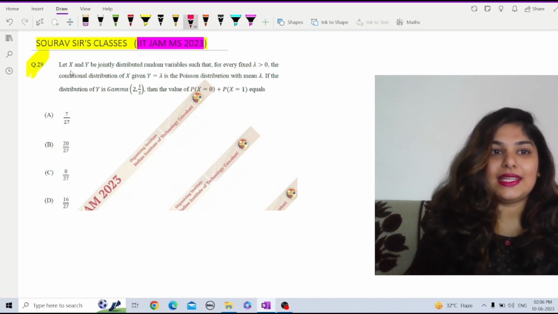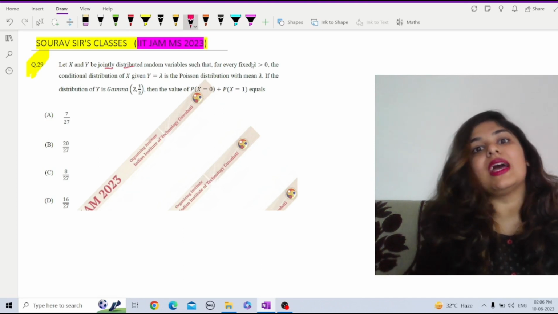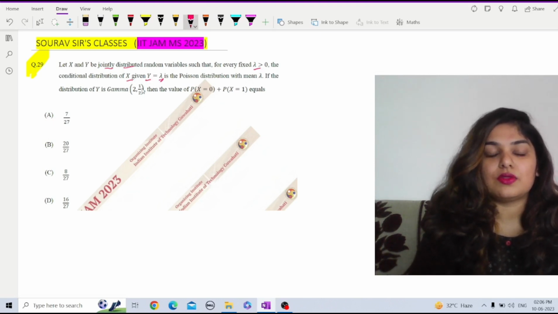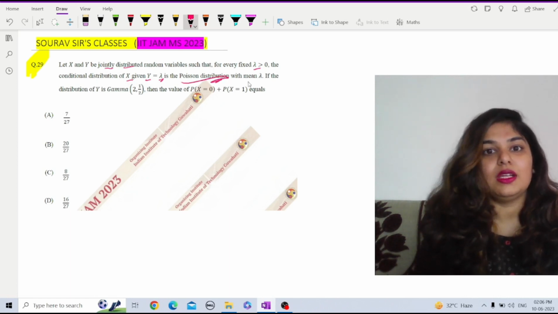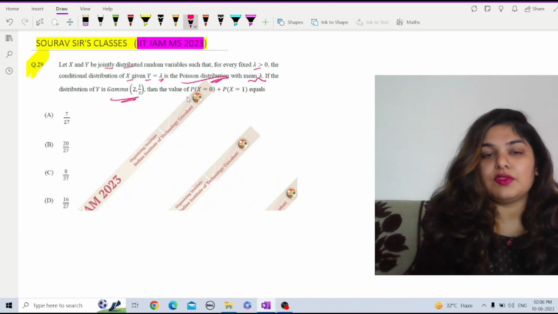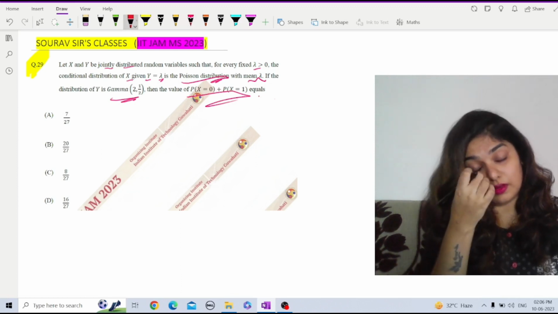The question reads that X and Y are jointly distributed random variables, and the parameter is lambda greater than 0. The conditional distribution of X given Y equals lambda follows a Poisson distribution, and the mean is lambda. If the distribution of Y is gamma, then we have to find the value of this probability. Let us write down whatever information we have.